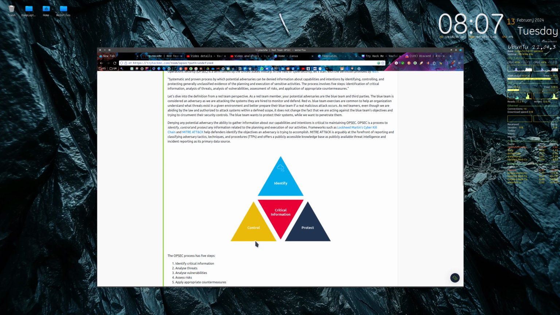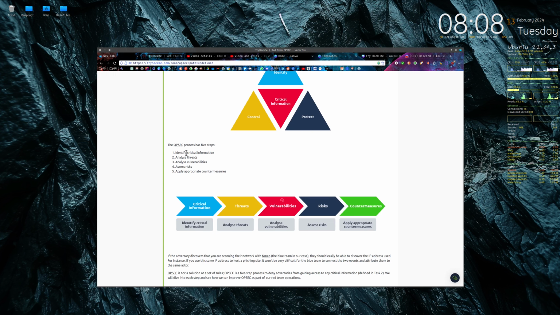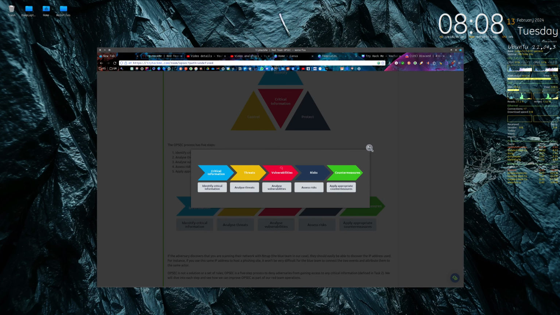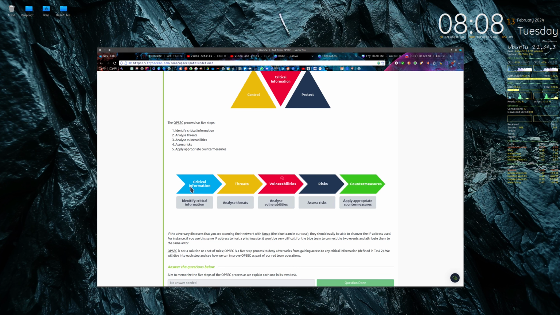So basically, this is what you're looking at in terms of OPSEC: identify, controls, and protect. Identify critical information, then provide controls for that critical information, then the protection for those. You see: identify critical information, analyze threats, analyze vulnerabilities, assess risk. Looking at what assets are at risk, or how our assets can be compromised in terms of how the red teaming operation is going.